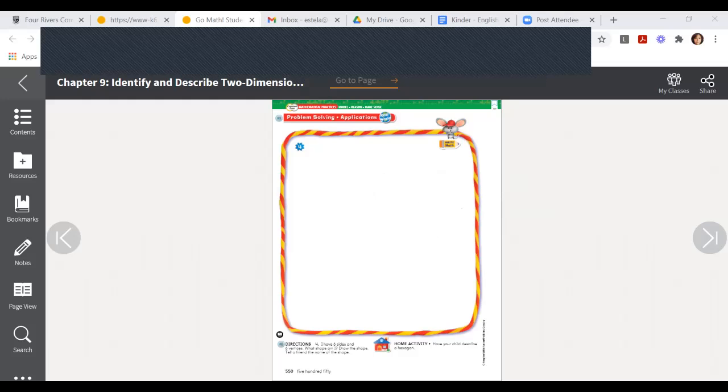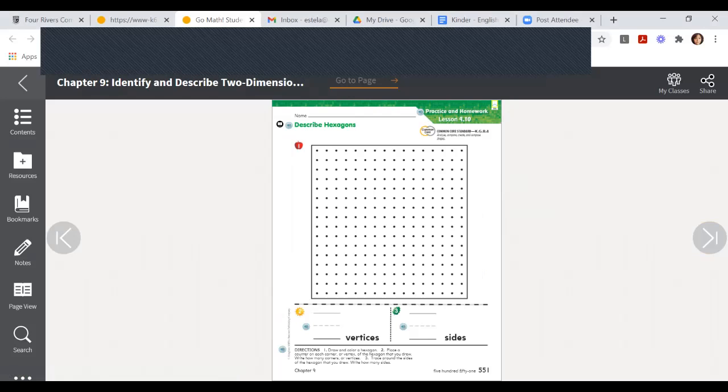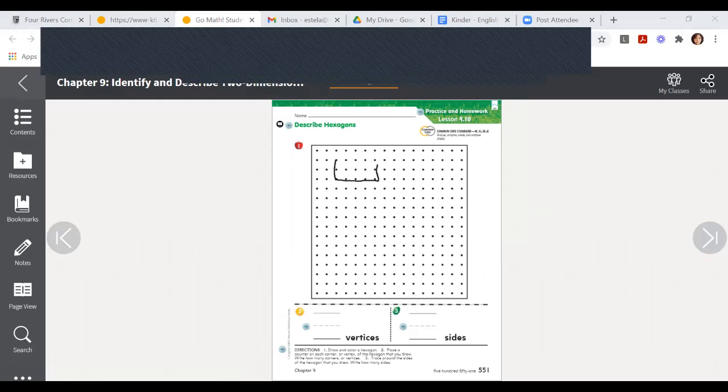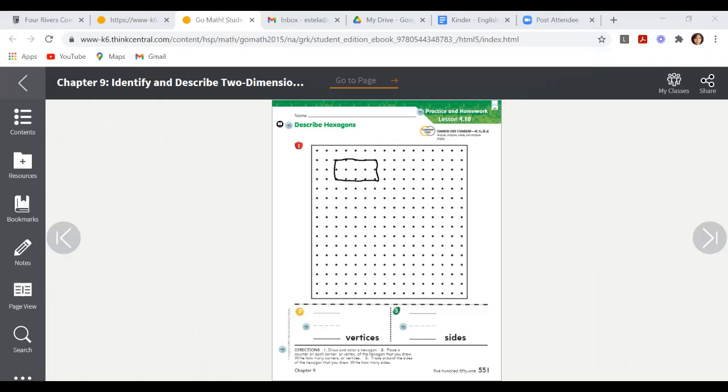I have to click all this stuff so I can go to the next one. Oh, and this is your homework. For homework, you are going to be practicing to draw and describe the hexagons. Remember, how many sides does a hexagon must have? Can I draw a hexagon if I only draw 4 sides? And 4 sides, is that a hexagon?